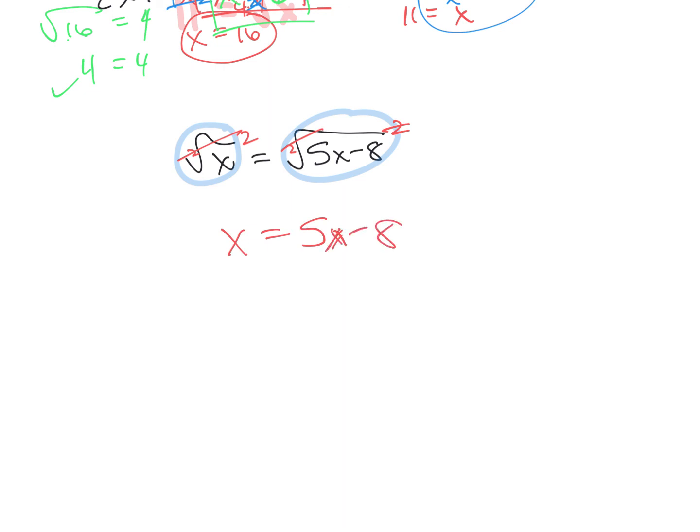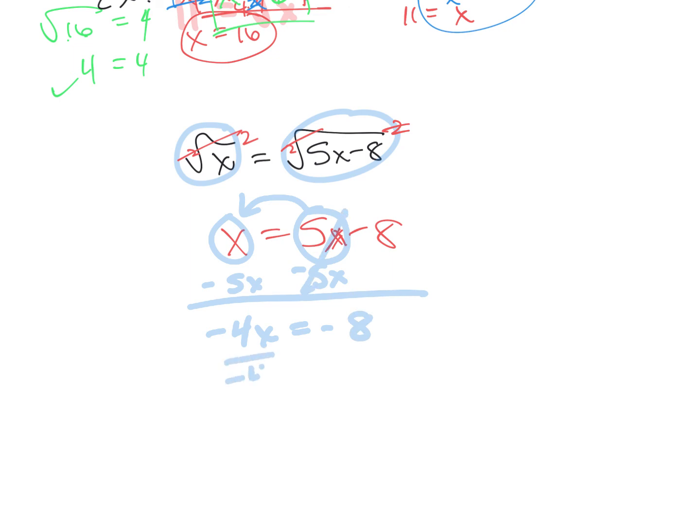Combine like terms. Again, if you're struggling with that, we're combining these two. So I'm going to move the 5 over. So I'm going to subtract 5x. So I get negative 4x equals negative 8. Cancels out. Divide by negative 4. Anything divided by itself is 1. So I get x equals 2.